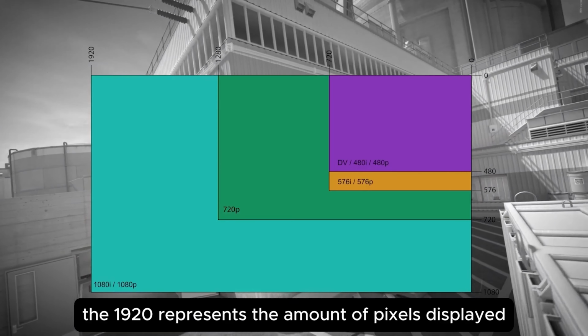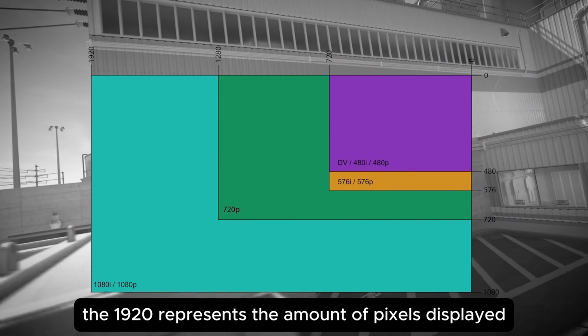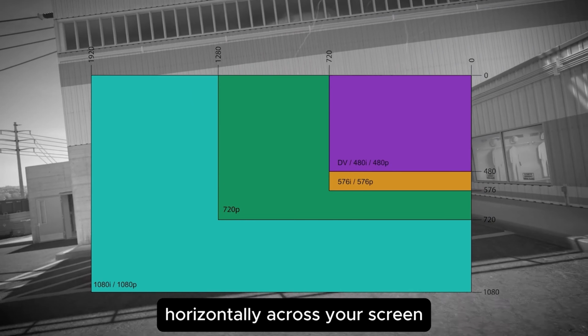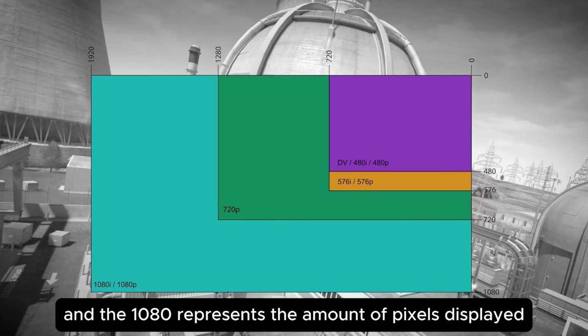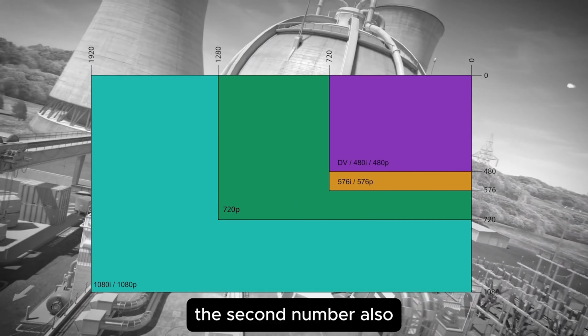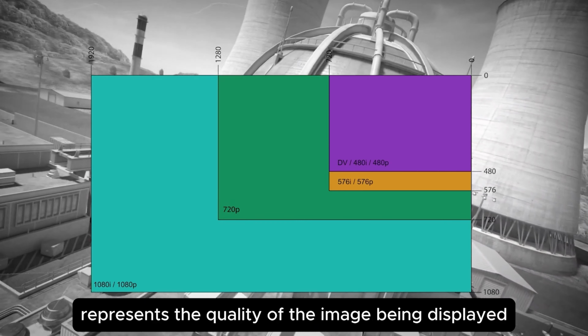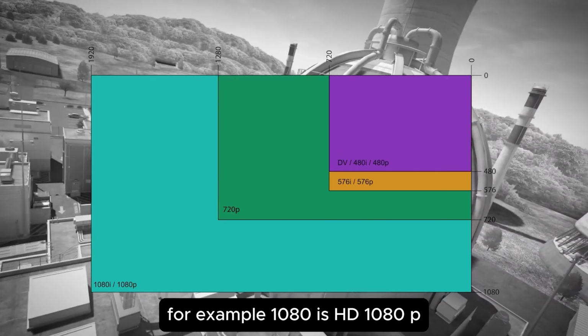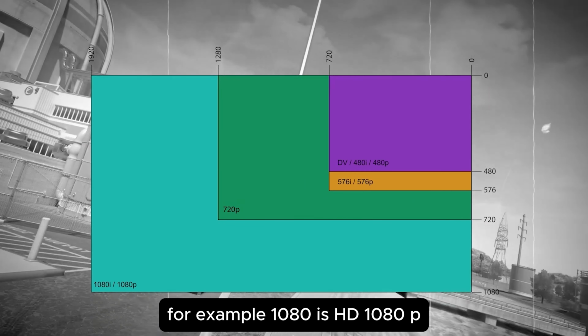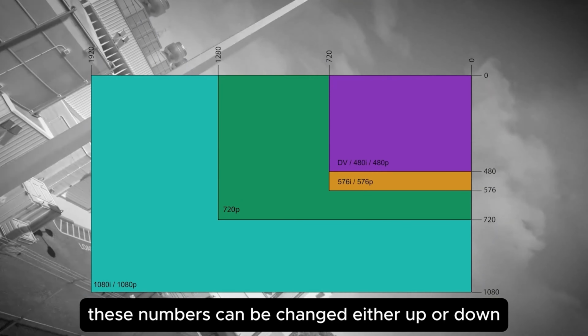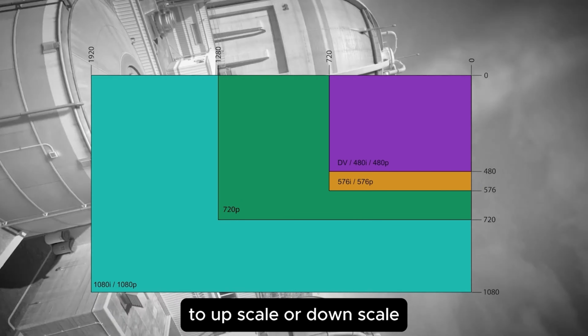As you can see on screen, the 1920 represents the amount of pixels displayed horizontally across your screen, and the 1080 represents the amount of pixels displayed vertically up on your screen. The second number also represents the quality of the image being displayed. For example, 1080 is HD, 1080p. These numbers can be changed either up or down to upscale or downscale your resolution.